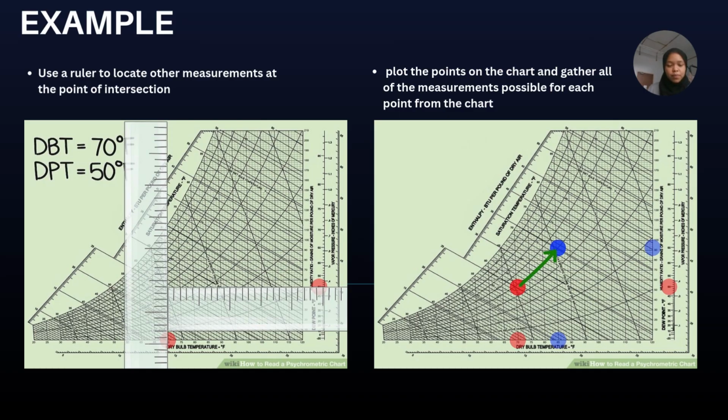Once you have marked the point where your known measurements intersect, you can use a ruler to gather information about the dew point, relative humidity, specific volume, enthalpy, and also vapor pressure. Just follow the lines extending from the point of intersection to the various scales on the chart.